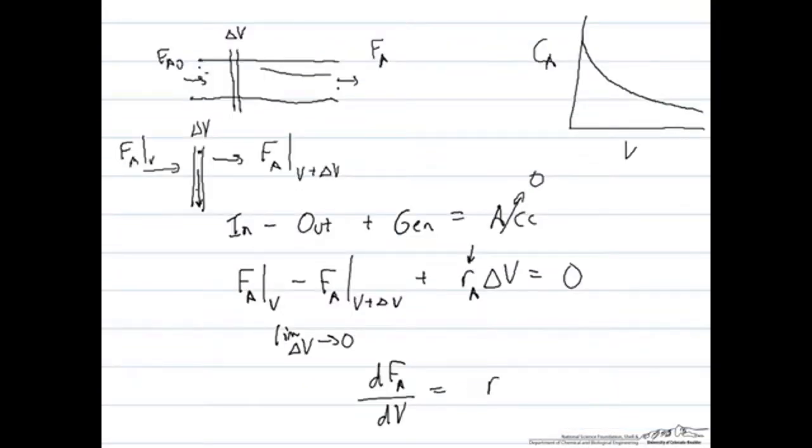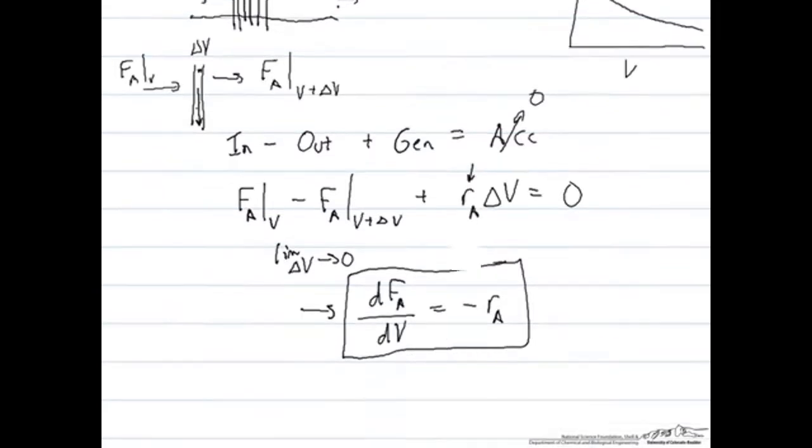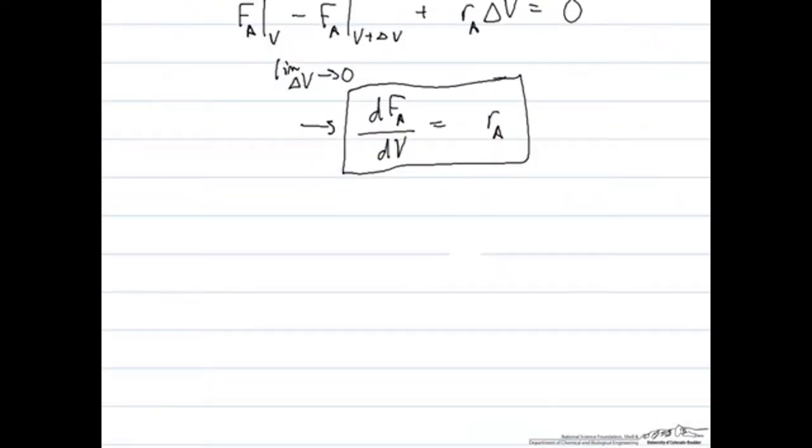And again, if we take the limit as delta V approaches zero, then we can use the definition of the derivative to get the PFR equation. And so we see that we have a single tiny CSTR that is similar to the differential element we use to evaluate a PFR. And so if we have lots of those in series, then it's just like the integral across volume space for a PFR.